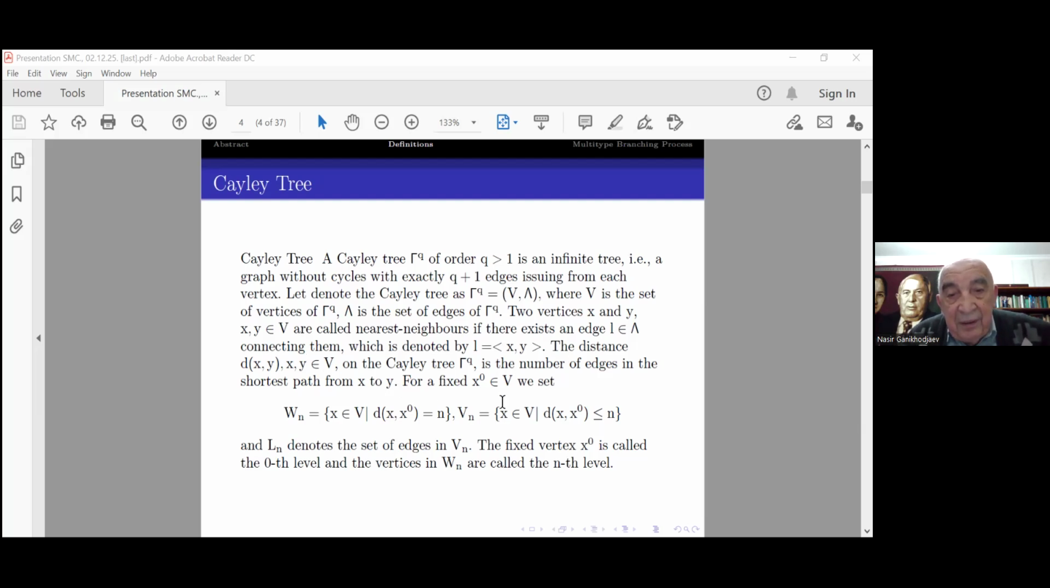For a fixed vertex, which we will call the root, we define these two types of sets. Wn is the sphere of radius n, and Vn is the ball of the same radius. Later we will denote by lambda n the set of edges in Vn. The vertex x0 is usually called the zeroth level vertex, Wn is the nth level, and Vn is the union of such levels from 0 to n.